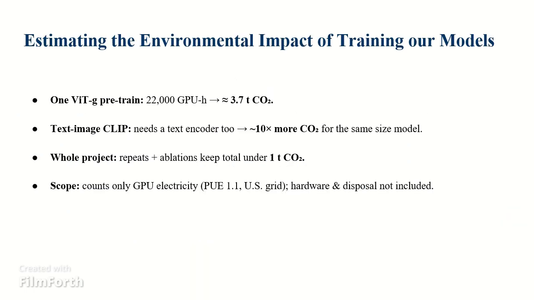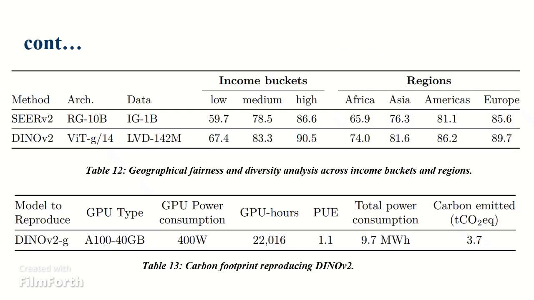Now let's talk about the environmental impact of training these models. This model requires about 22,000 GPU hours, which translates to roughly 3.7 tons of carbon dioxide emissions. That's based on US grid averages and a PUE of 1.1. If you compare this to a text-image model like CLIP, which needs a text encoder as well, the emissions are about 10 times higher for the same size model. That's a huge difference, and you can see it in this table. Here it mentions the GPU hours for this model and compares.